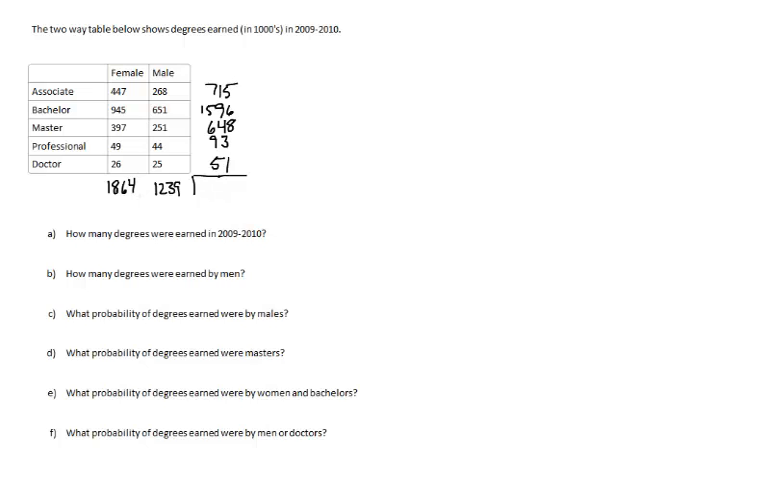If we add the columns together, or add all the rows together, we get 3103. So when it asks how many degrees were earned in 2009-2010, we found that it's 3103. Then we have to remember that this is in thousands, so it's times 1,000, which is equal to 3103 and 3 zeros. So there were 3,103,000 degrees earned in 2009-2010.